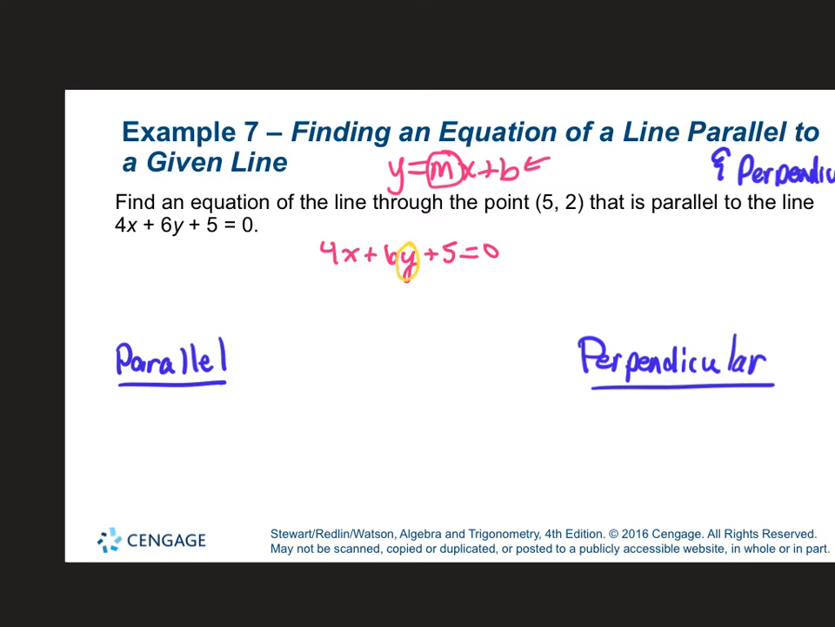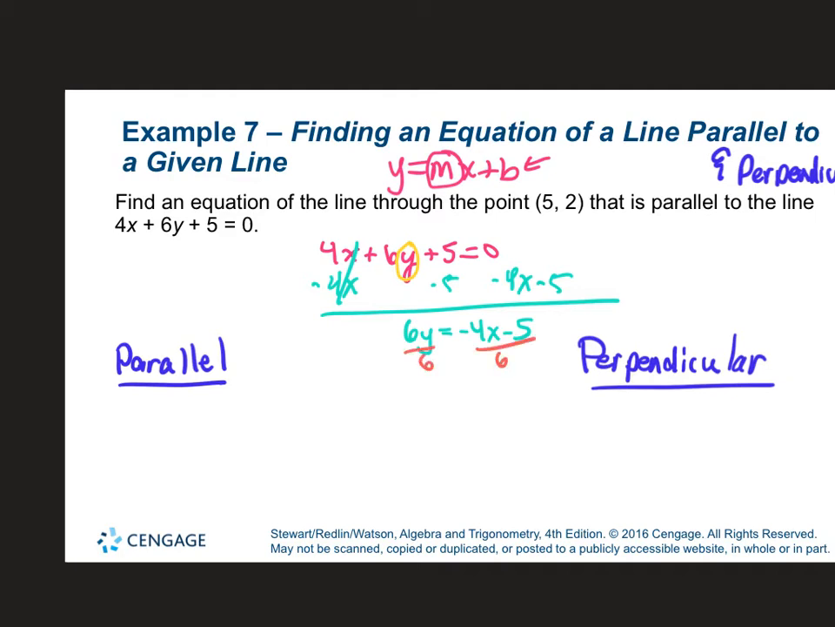So what would I do? How would I get y all by itself? Come on, guys. Subtract 4x and 5. Okay, I'm going to subtract the 4x and the 5 from both sides. I can do it at the same time. So I'm left with 6y equals -4x minus 5. Now what do I do? Divide by 6.